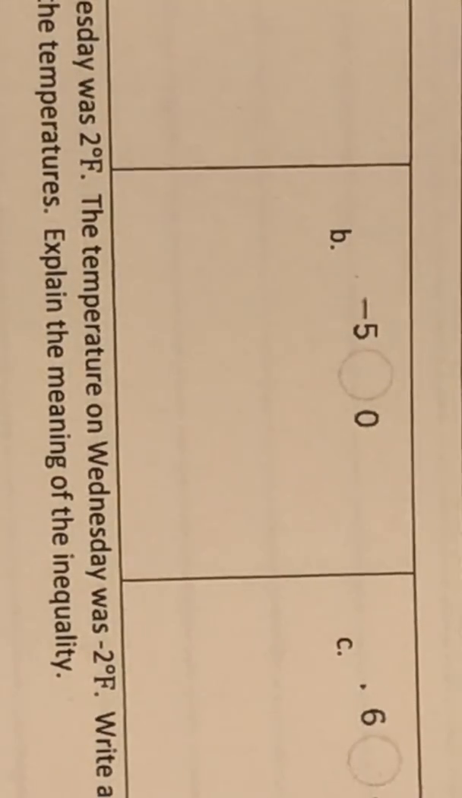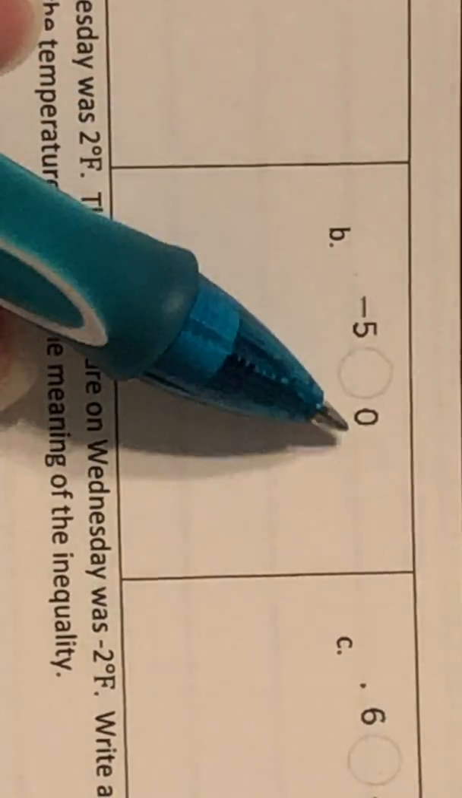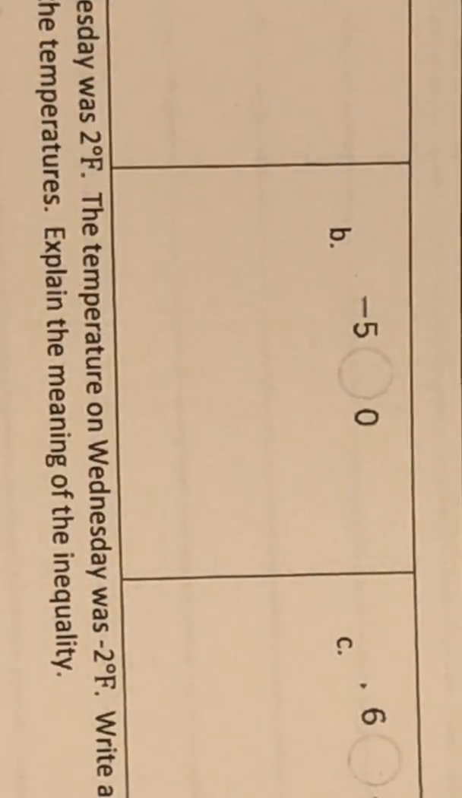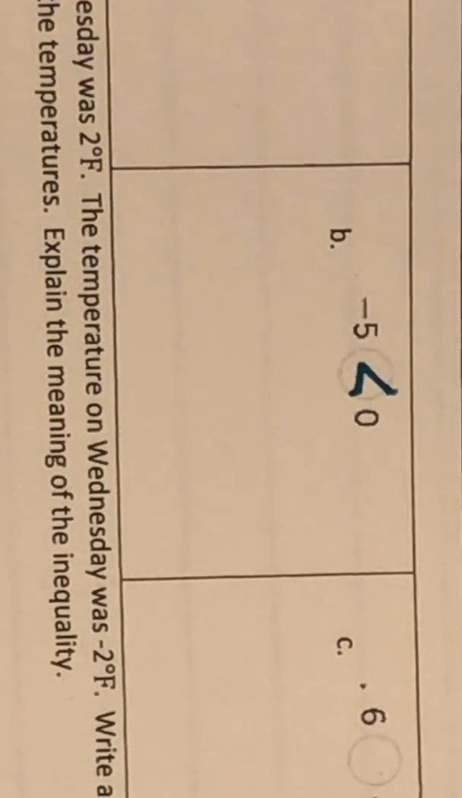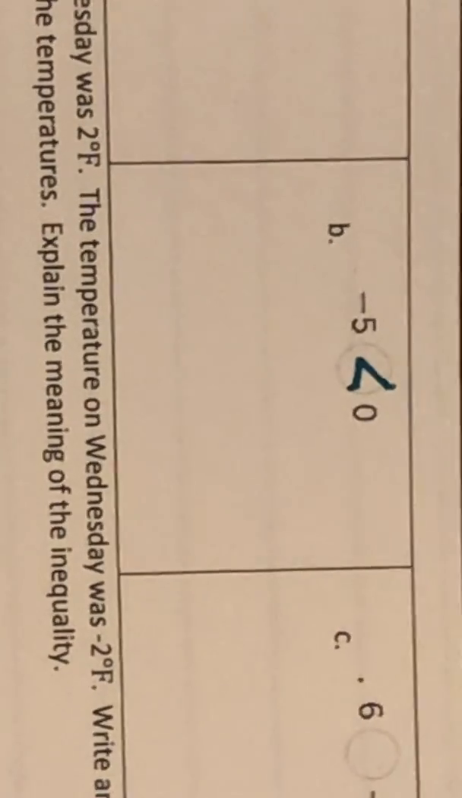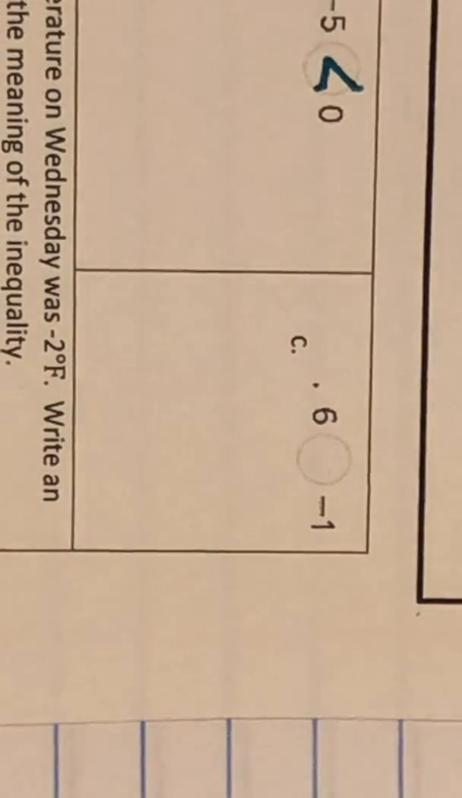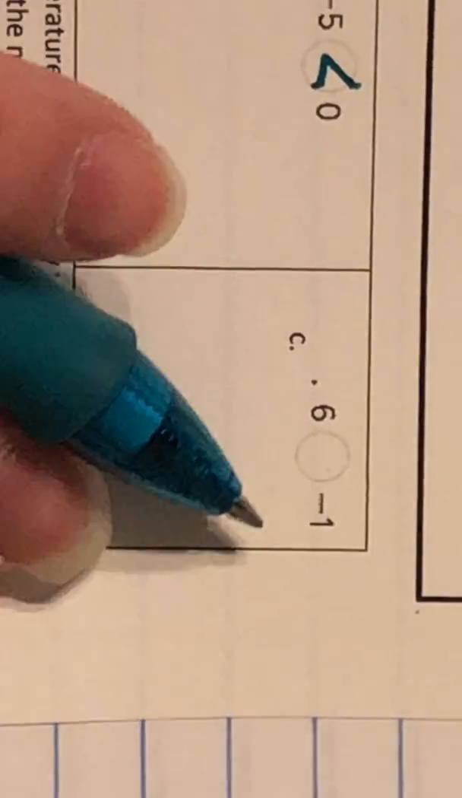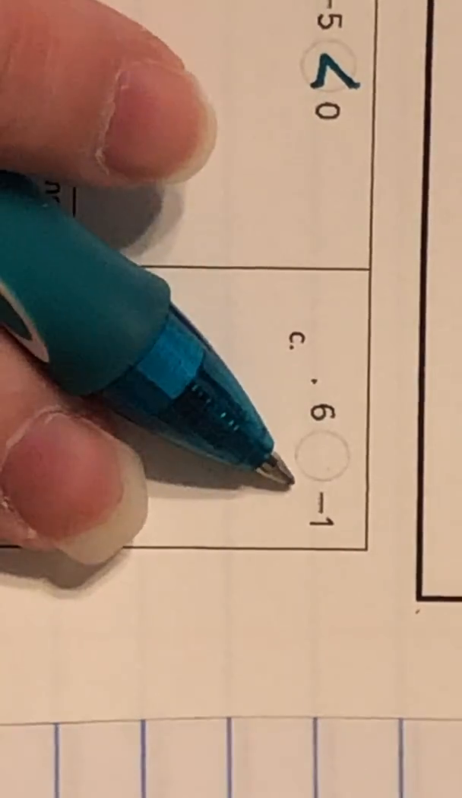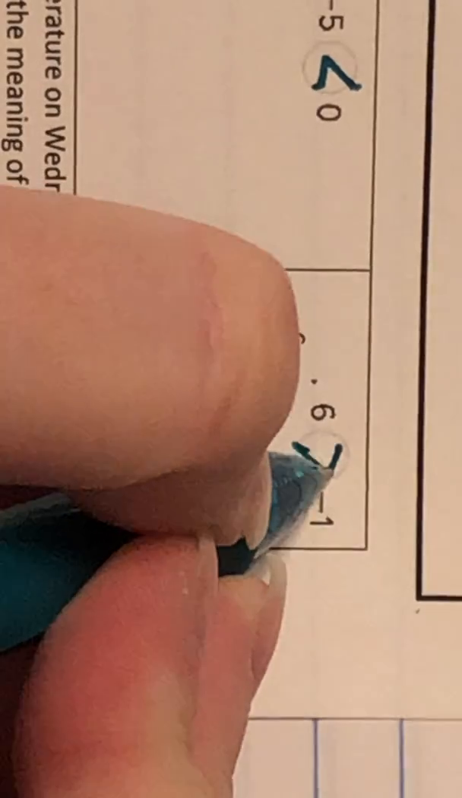Letter B, I have negative 5 and 0. Well, negative 5 is negative. 0 is neither negative or positive, so it's going to be less than. 0 is bigger than negative 5. Okay, and then letter C, I have 6 and negative 1. So 6 is positive, and then negative 1 is negative. So positive numbers are always bigger. So this one's greater than.